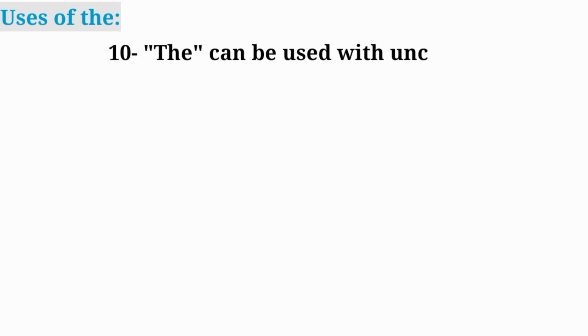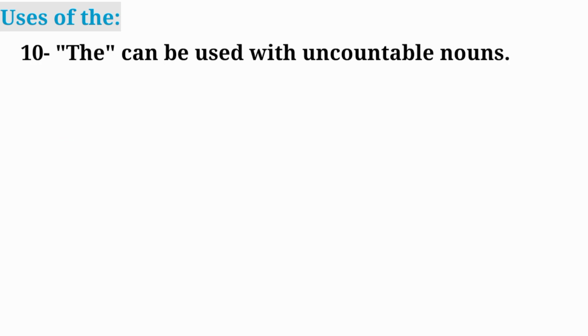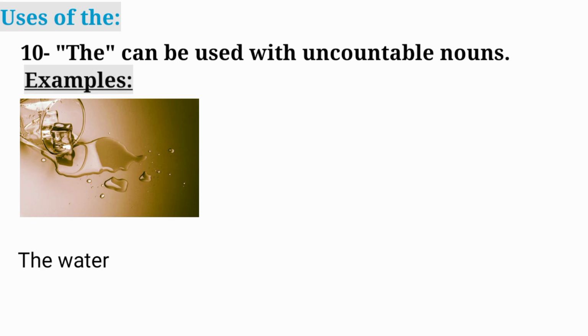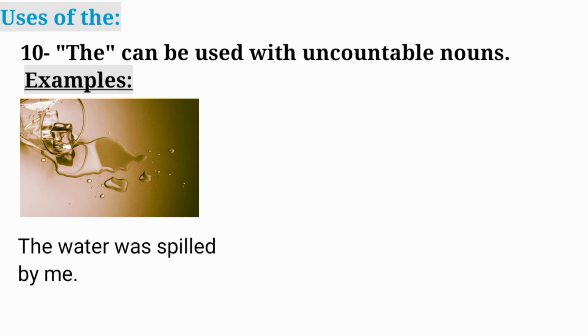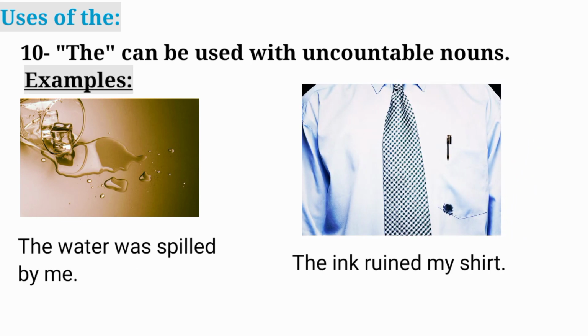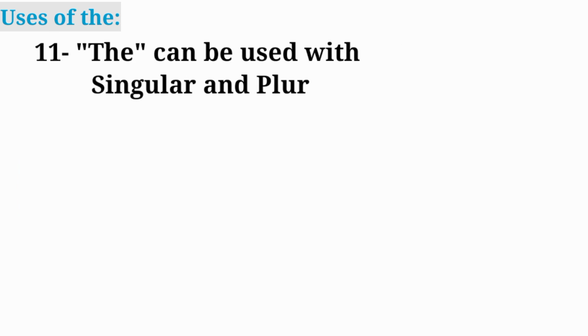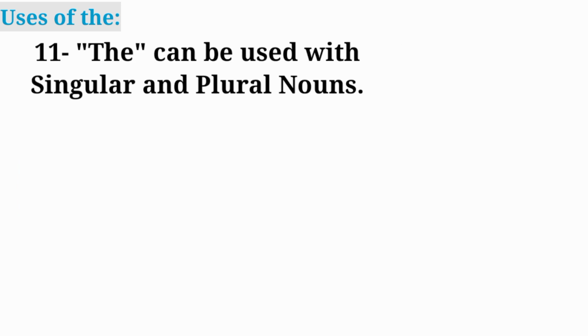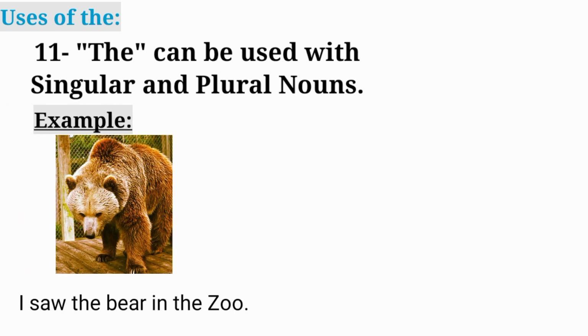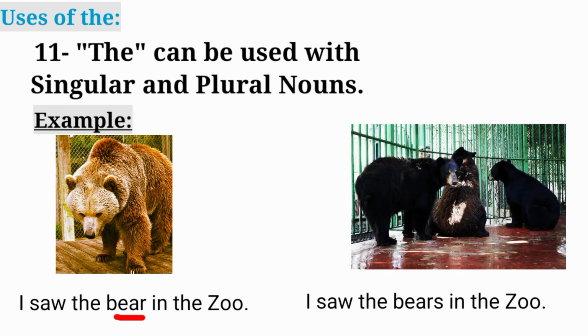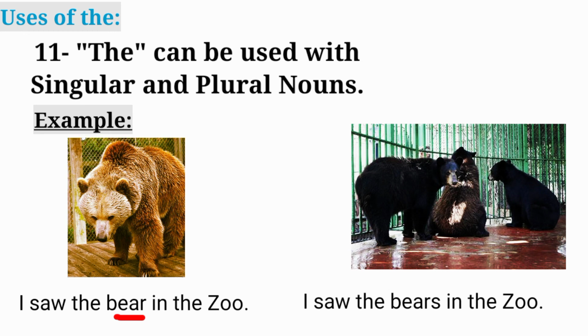Number 10. The can be used with uncountable nouns. For example, the water was spilled by me. The ink ruined my shirt. Number 11. The can be used with singular and plural nouns. For example, I saw the bear in the zoo. Now here, bear is a singular noun. Number 2, I saw the bears in the zoo. Now here, bears are plural.